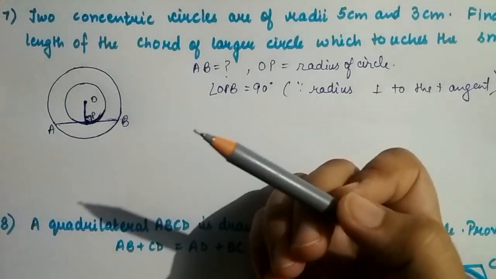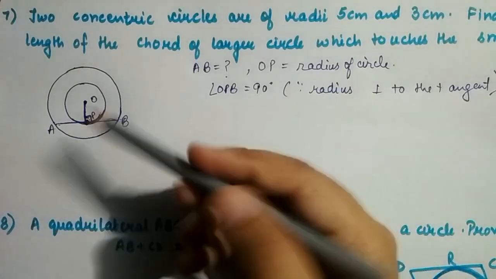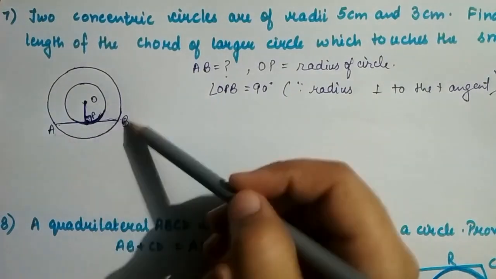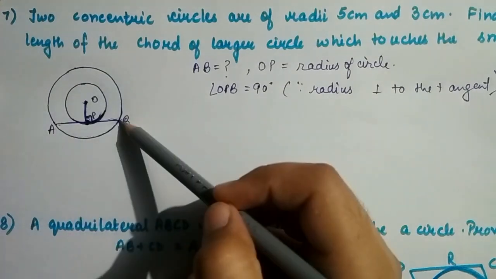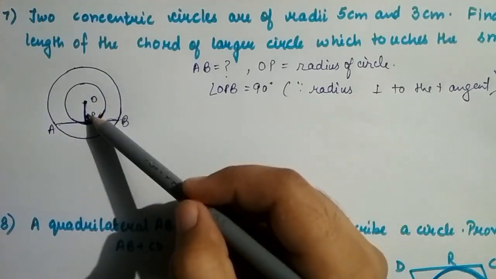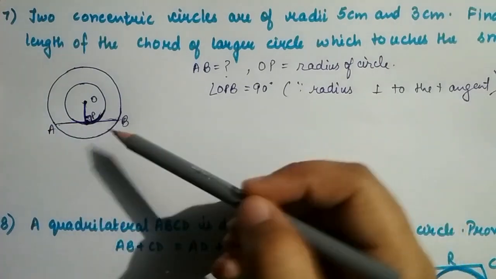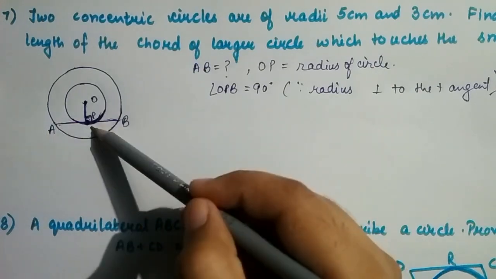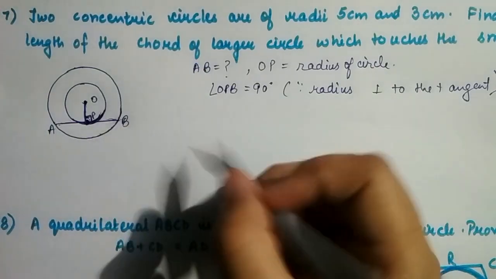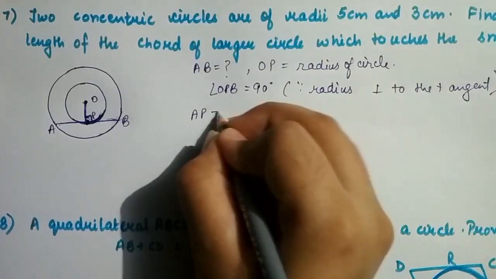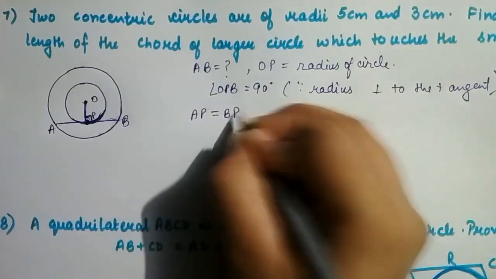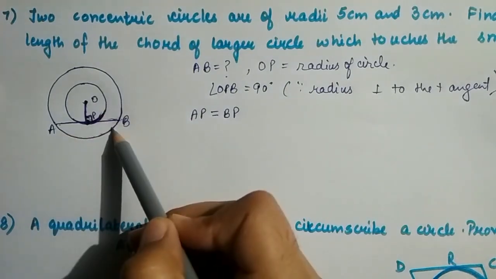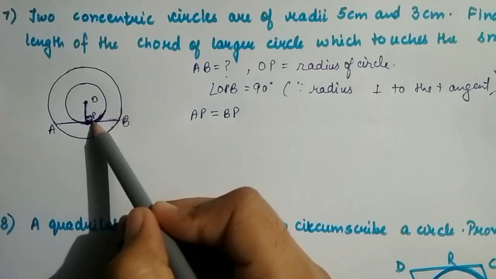Now you know the result that a perpendicular from the center of the circle bisects the chord. So consider the larger circle. This is perpendicular OP on the chord AB of the larger circle. So a perpendicular from the center on the chord bisects the chord. This is the result. Therefore AP is equal to BP, because earlier you have proved that OP is perpendicular, because OP is the radius and AB is the tangent to the smaller circle. Therefore OP will be perpendicular to AB.